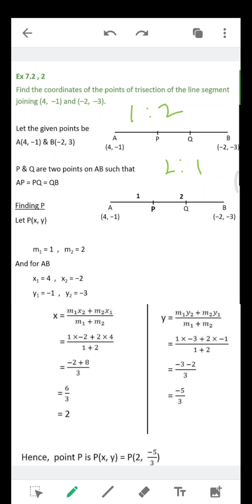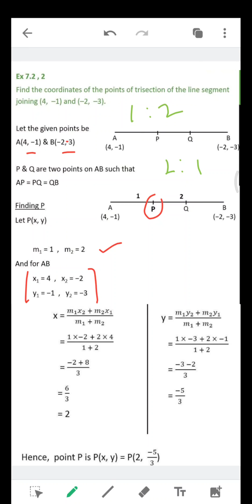So two times we have to apply the section formula here. Let the given points be A(4, -1) and B(-2, -3). P and Q are 2 points on AB such that AP is equal to PQ is equal to QB. First we'll find P. P is dividing it in the ratio 1:2, so here m1, m2 will be 1 and 2, and for A and B we take the values of x1, y1 and x2, y2.